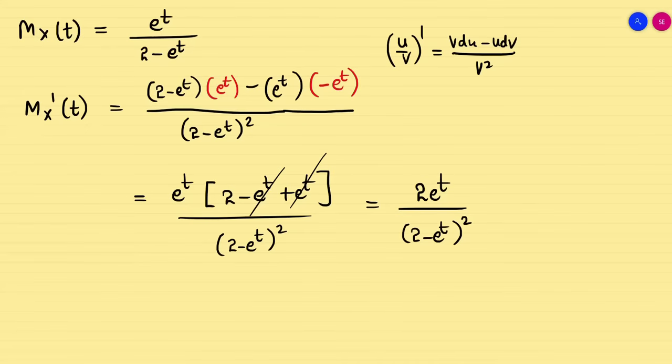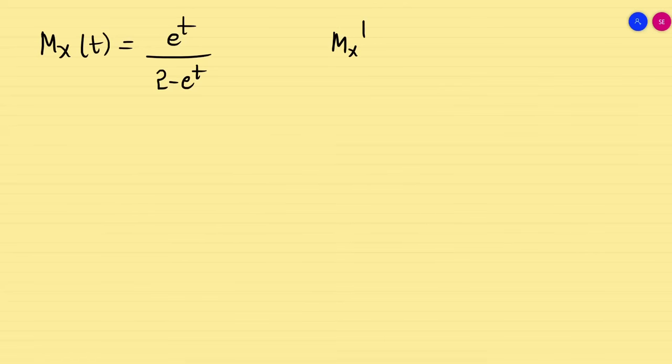So my job is now to find Mx double dash of t, because we need to find mean and variance. So just now we know that Mx of t is e power t by 2 minus e power t, and my Mx dash of t, just now we found, is 2 e power t by 2 minus e power t whole square. So it's my responsibility to find what?